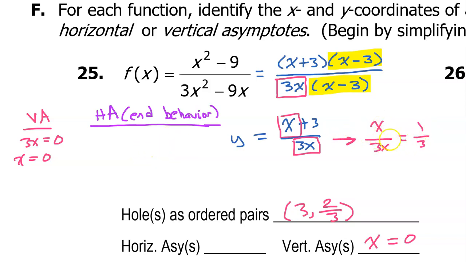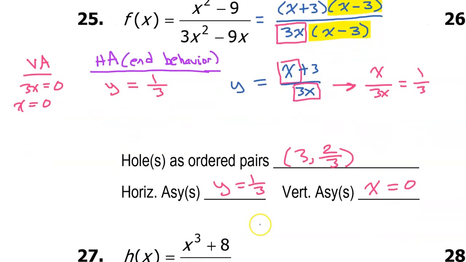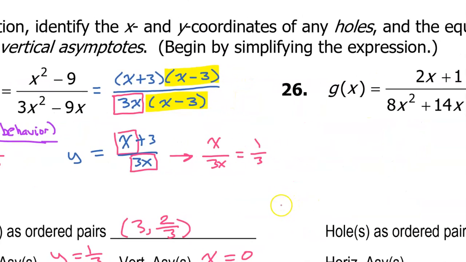So the end behavior is that we're approaching a y value of 1/3. So that is the horizontal asymptote. Y equals 1/3. Okay, I think that's all we had to do for problem number 25.